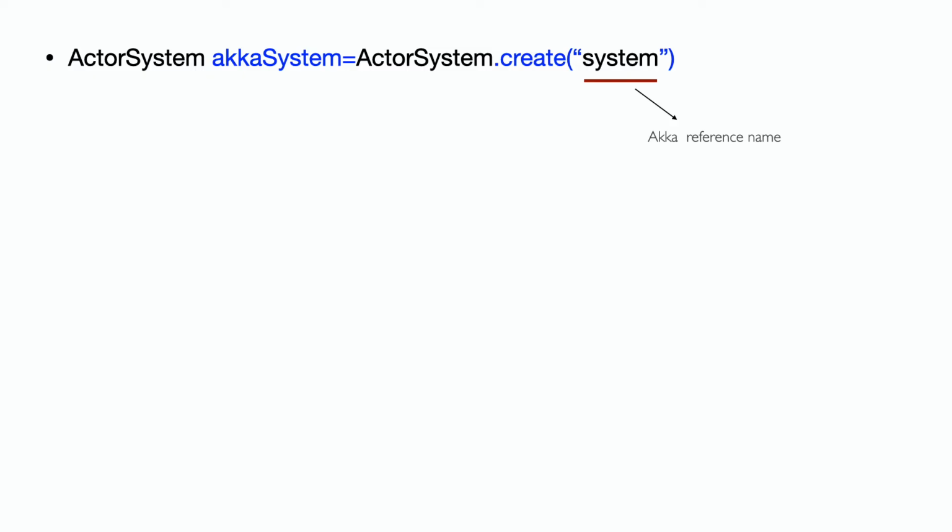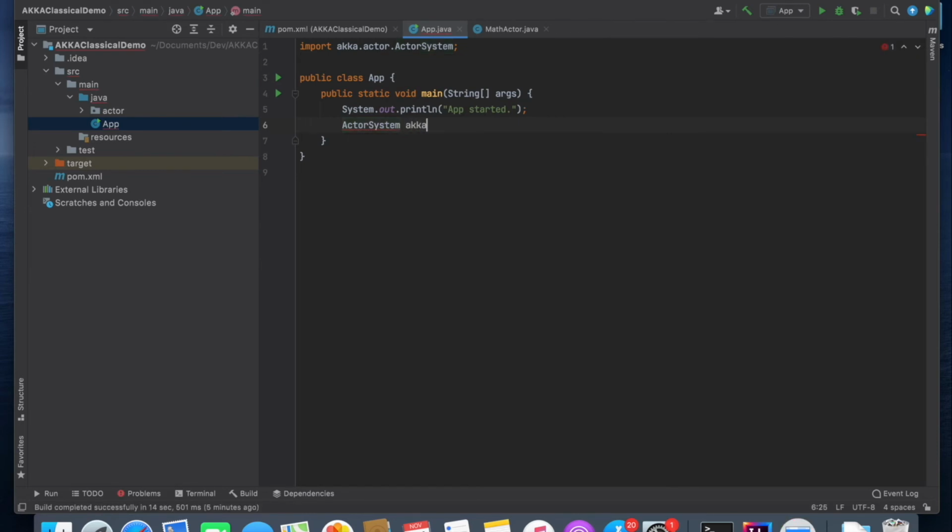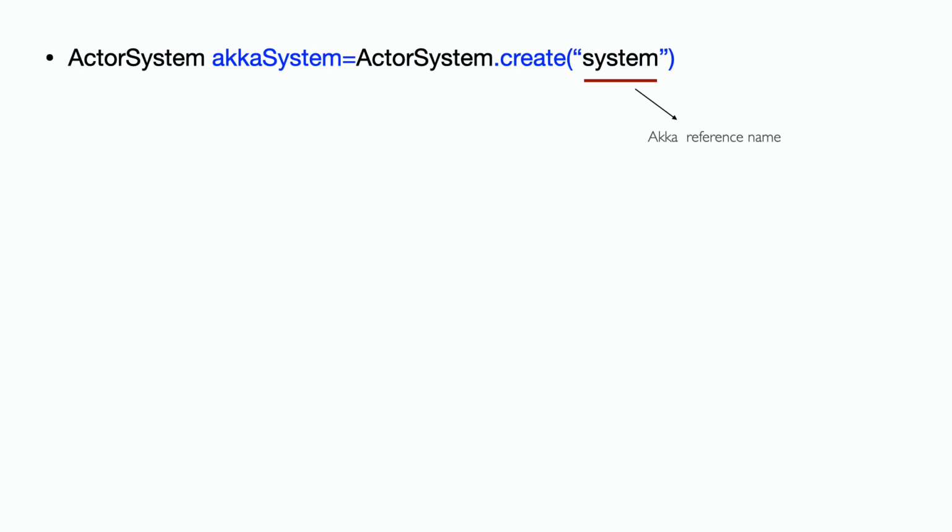To use the actors, first things first, we will create the actor system. We will create all our actors using the actor system. ActorSystem akkaSystem equals ActorSystem.create. The parameter here that I gave as "system" is the AKKA reference name. Nothing to do with Java. AKKA requires us to give a reference name for the actor system, and it can be anything.